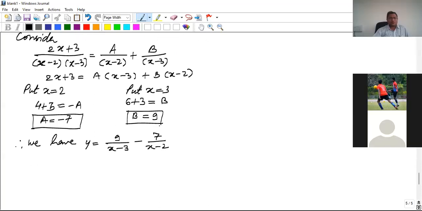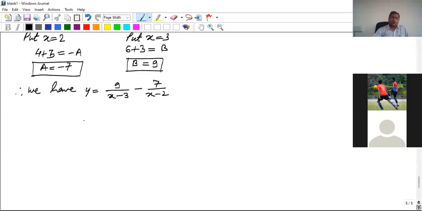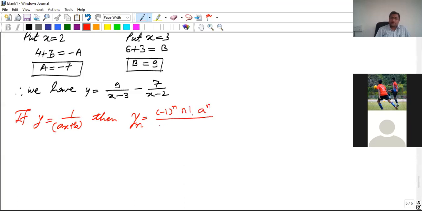Okay. So now we got y, and we want the nth derivative of this y. What we know is if y is equal to 1 upon (ax plus b), then we have proved that yn is equal to (minus 1) raised to n, n factorial, a raised to n, upon (ax plus b) whole raised to n plus 1. So this is the formula that we have, correct?